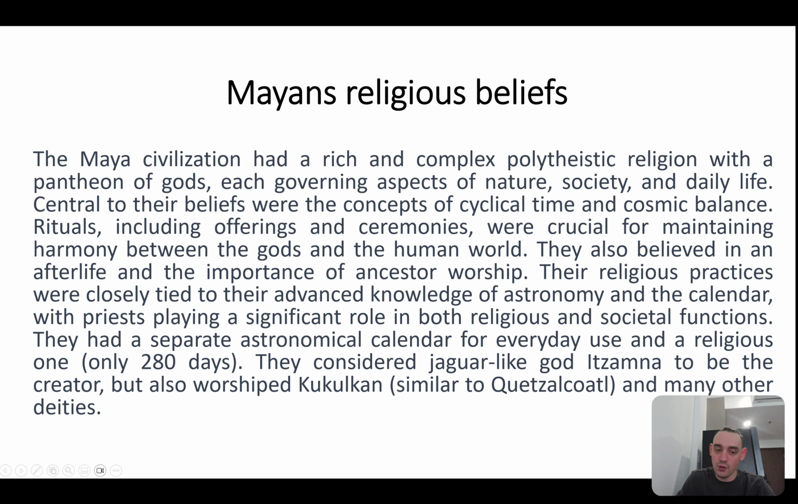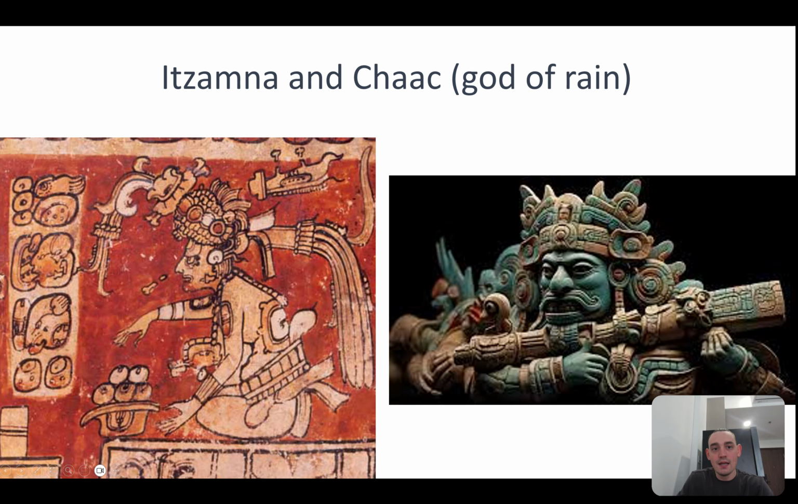One was religious, with 260 days, and another one was the one that we have, 365. They considered the jaguar-like god Itzamna to be the creator, but also worshipped Kukulkan, which is the alternative to Quetzalcoatl, literally the same god, just a different name, right? And many other deities, like Chak, the god of rain, etc. So there's a god of sun, god of rain, god of wind, a variety of different gods. Each is responsible for his own aspect. So this is Itzamna over here, and Chak, god of rain, on the right.